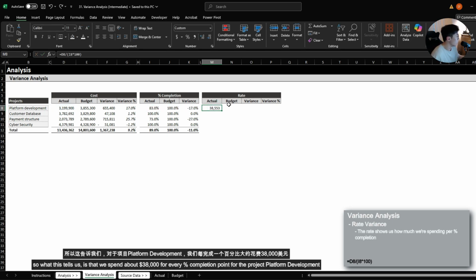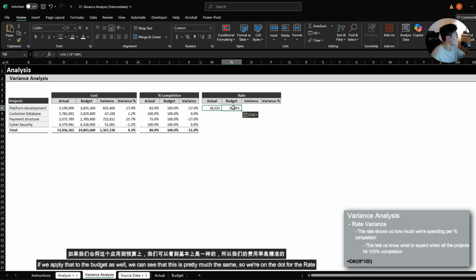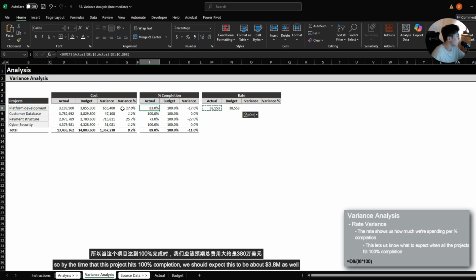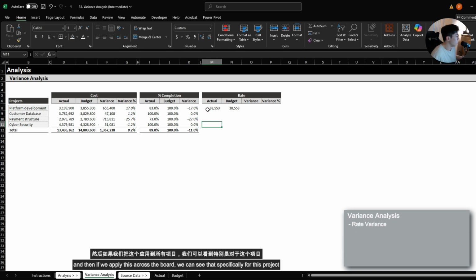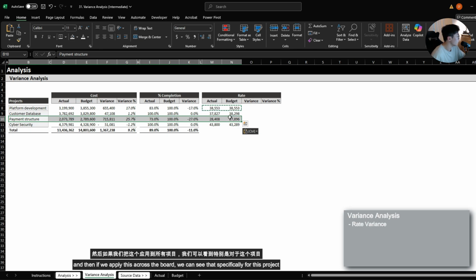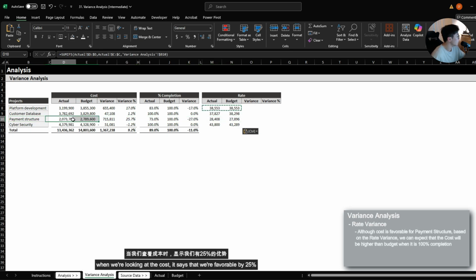So what this tells us is that we spend about $38,000 for every percentage completion point for the project platform development. If we apply that to the budget as well, we can see that this is also pretty much the same. So we're actually on the dot in terms of rate. So by the time that this project hits 100% completion, we should expect this to be about 3.85 mil as well. And then if we apply this across the board, we can see that specifically for this project, when we're looking at the cost, it says that we are favorable by 25%.